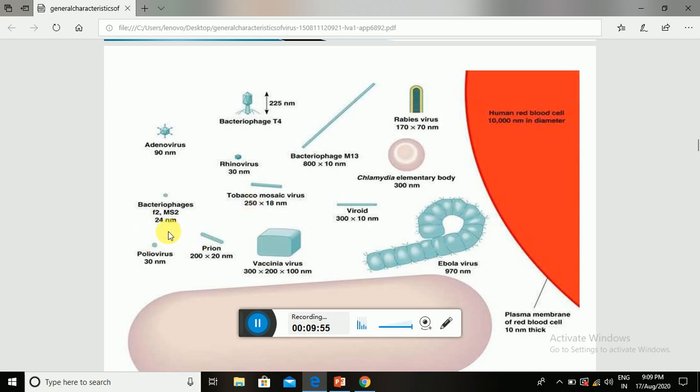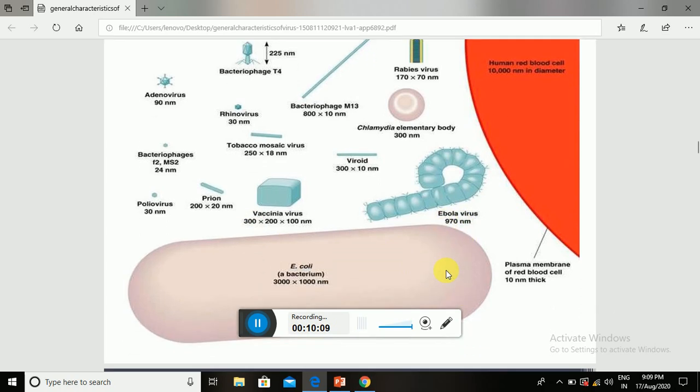Bacteriophages such as T2 and MS2 are about 24 nanometers. Poliovirus is 30 nanometers. Prions, the infectious proteins, are about 200 nanometers. Vaccinia virus is 300 by 200, so an average size of 300 nanometers. Ebola virus is 970 nanometers.